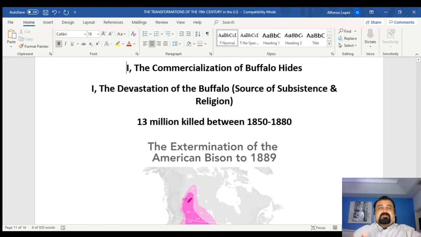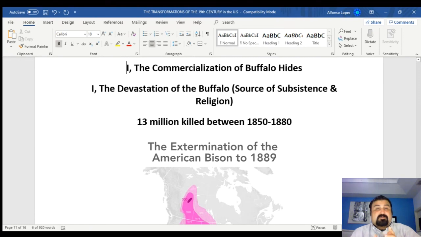The commercialization of the buffalo hides was for the production of clothing, like belts and boots and coats and jackets and so on. People were very fond of the hide, just like this leather jacket, for example, today, leather boots and so on. Similarly, back then, the buffalo hide became very popular.